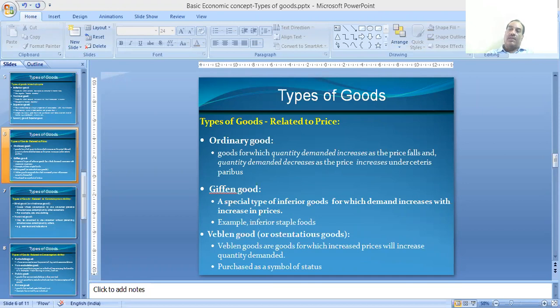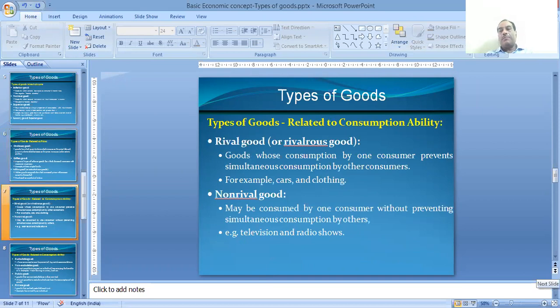And you know, jewelry, all these things are valuable goods. The third category is types of goods related to consumption ability or consumption pattern. So there is a rival good or rivalrous good. Rival goods are those goods whose consumption by one consumer prevents simultaneous consumption by other consumers.